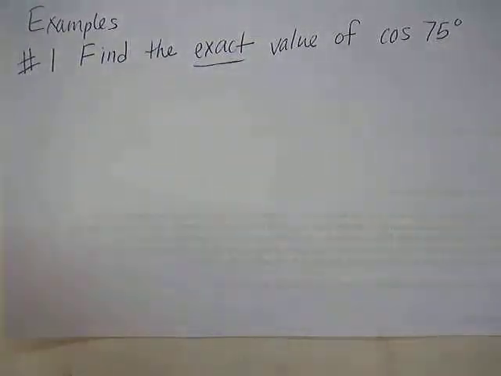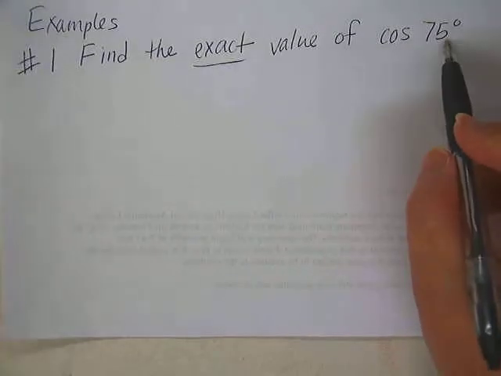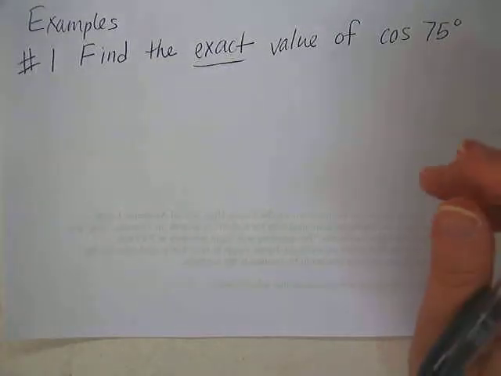We can't use a calculator because that won't be exact. So is there some way we can use one of the identities we just learned and do the 75 as a combination of two other angles that are on our chart? See what I'm saying? What angles on the chart would make 75?